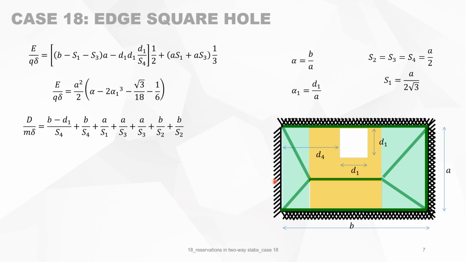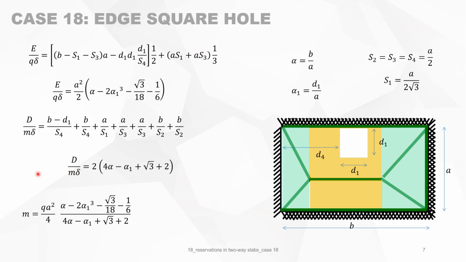The work done by the internal forces is then the yield line around this axis here, which is B minus D1 divided by the angle of rotation, delta divided by S4. So B minus D1 divided by S4. This yield line projected on this axis gives you B divided by S4. Then we got this line, which is A divided by S3. And this yield line is also A divided by S3. On the bottom, we have B divided by S2. And here also B divided by S2. And here we have A divided by S1. Then we arrive at this expression.